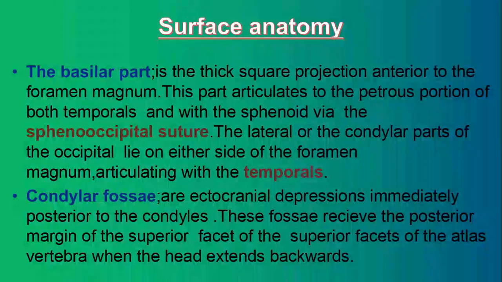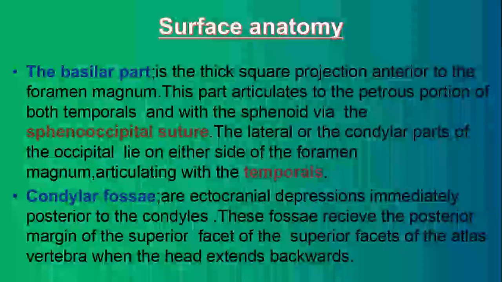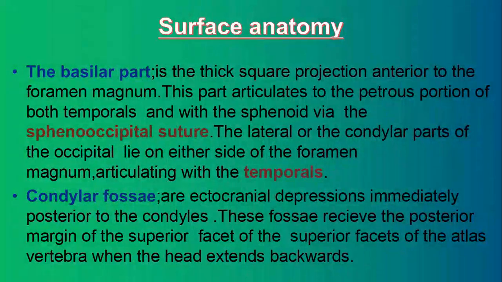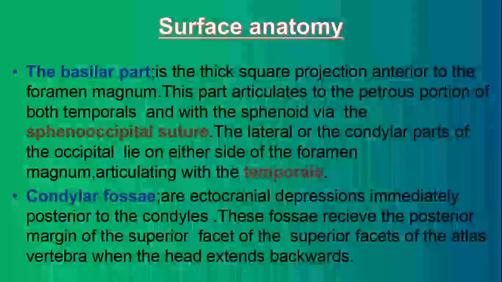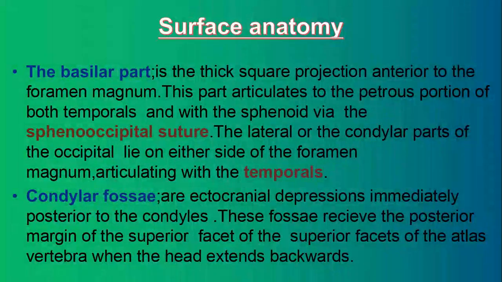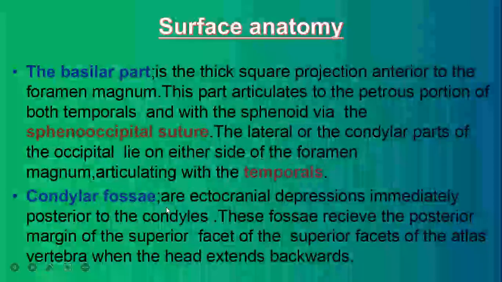Then we have another feature, which is the condylar fossae, ectocranial depressions immediately posterior to the condyles. These fossae receive the posterior margin of the superior facets of the atlas vertebra when the head extends backwards. So we have a little repetition here, but it's all the same description of the condylar fossa.